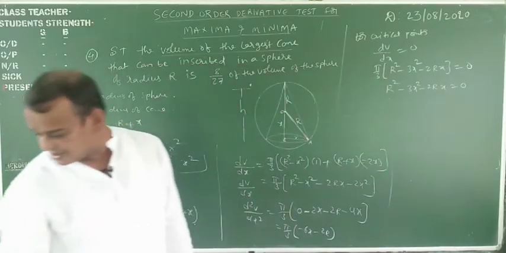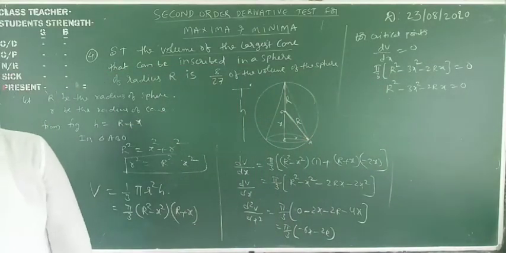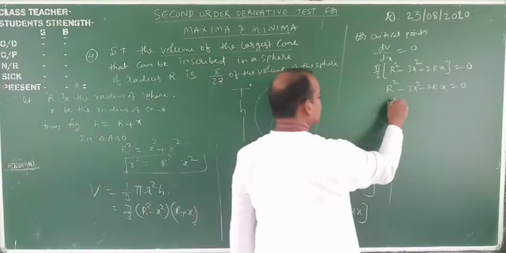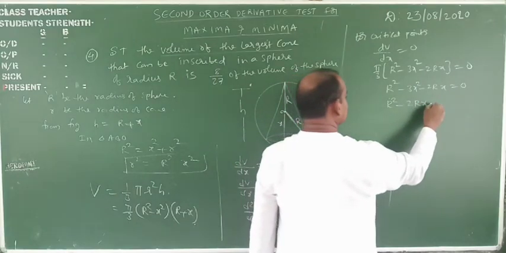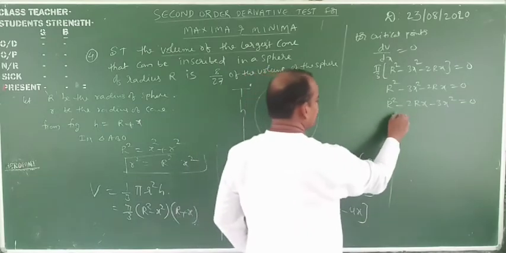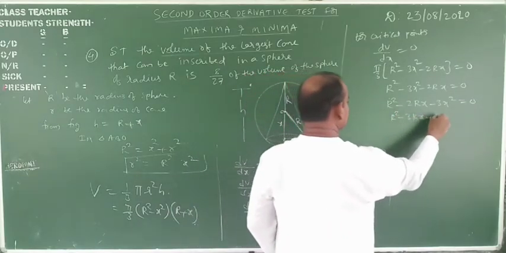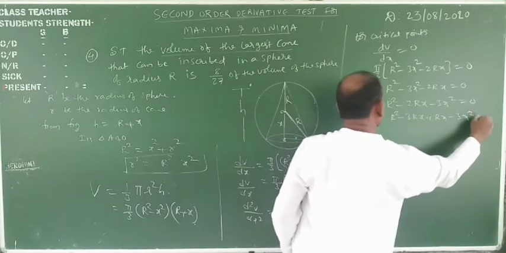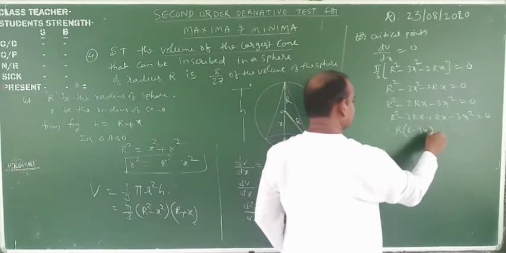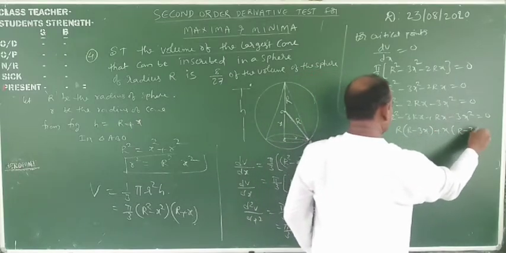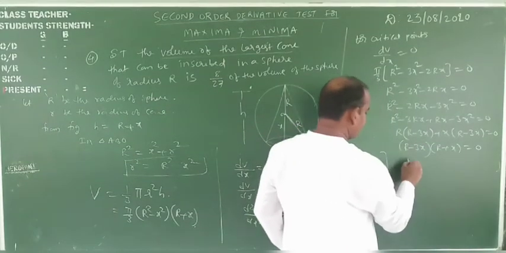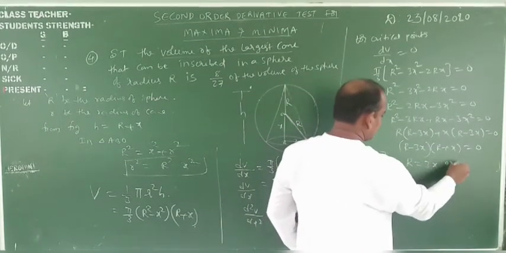Okay, r square minus 2rx minus 3x square. Factors: 3, minus 3 plus 1. R square minus 3rx plus rx minus 3x square. Now taking common, r minus 3x plus x taken common, r minus 3x is equal to 0. Now r is equal to 3x, or r is equal to minus x.